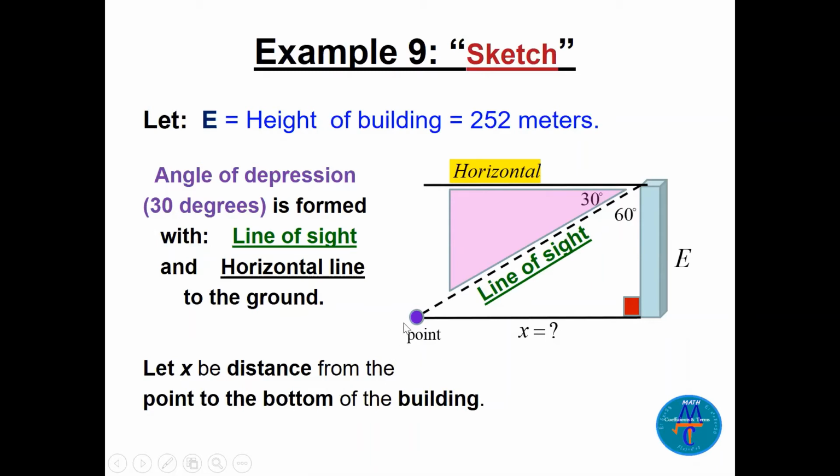We need the distance between the point and the bottom of the building. Let's call it X. So now you have a choice here. You can use this triangle, 30 degrees. And this horizontal here is this X. And this is the height E. Capital E is 252. Or you can use, we know this is 90. So if this is 30, this is 60. You can use this triangle down with 60. You get the same answer.